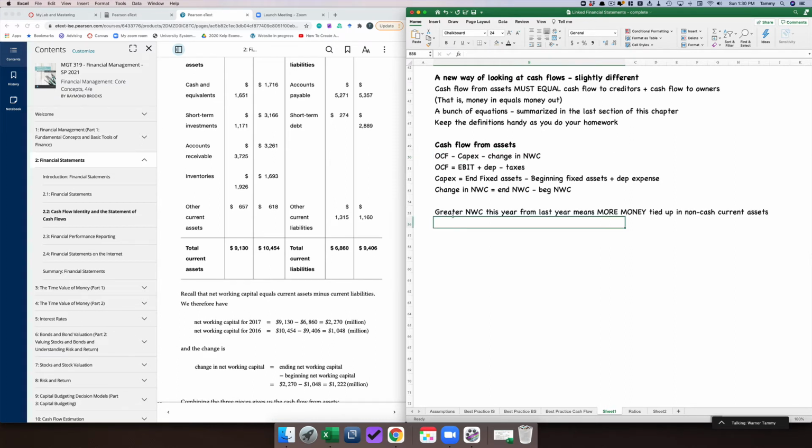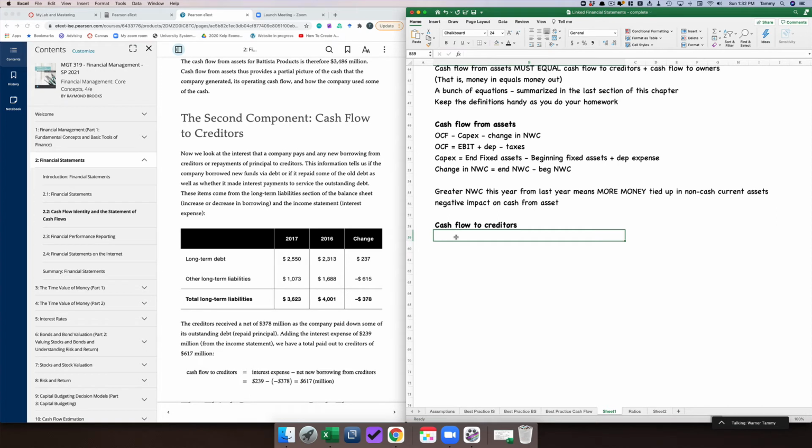So if you have a greater net working capital this year than last year, that means you have more money tied up in non-cash current assets, things like inventory, things like accounts receivable, right? So a greater net working capital is a negative impact on your cash. So greater net working capital has a negative impact on your cash flow from assets, right? So your cash flow from assets is your operating cash flow, which we calculated before, minus net capital expenditures, minus the change in net working capital. Okay, so that's your cash flow from assets.